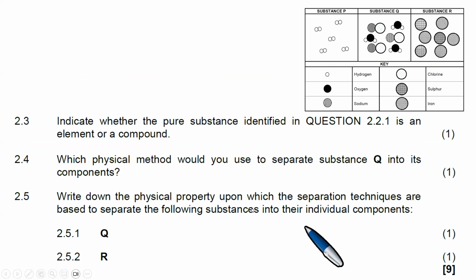Let's look at the next question. In 2.3, indicate whether the pure substance identified in question 2.1 in 2.2.1 is an element or a compound.